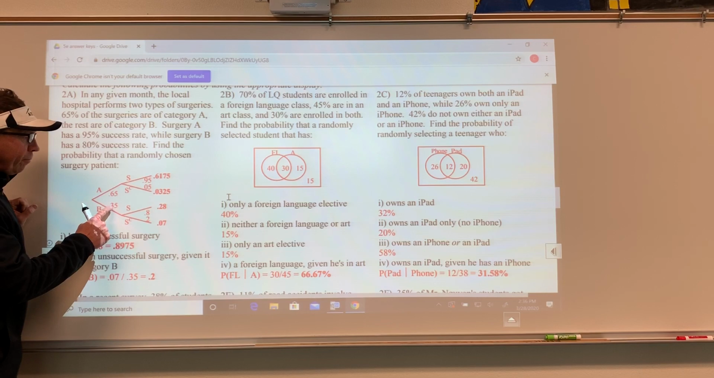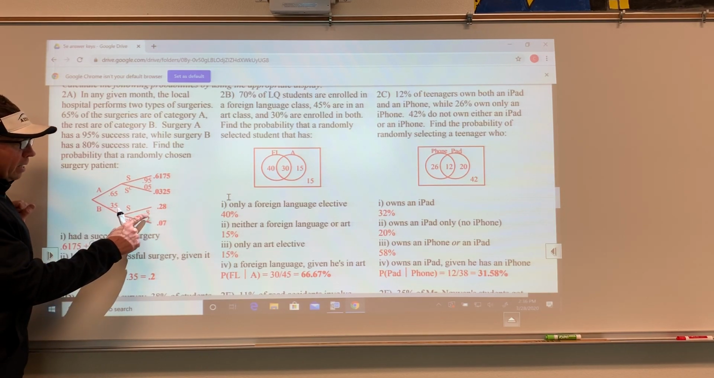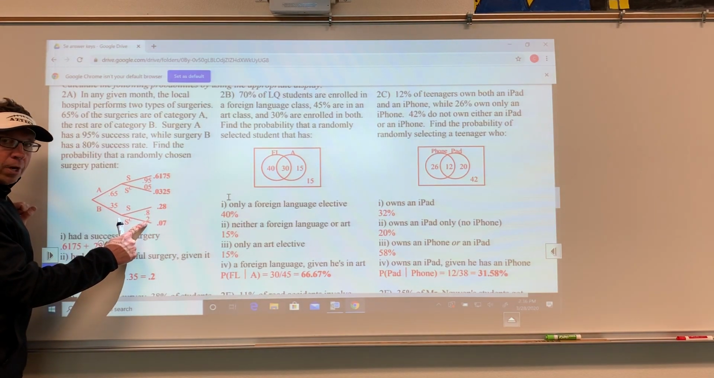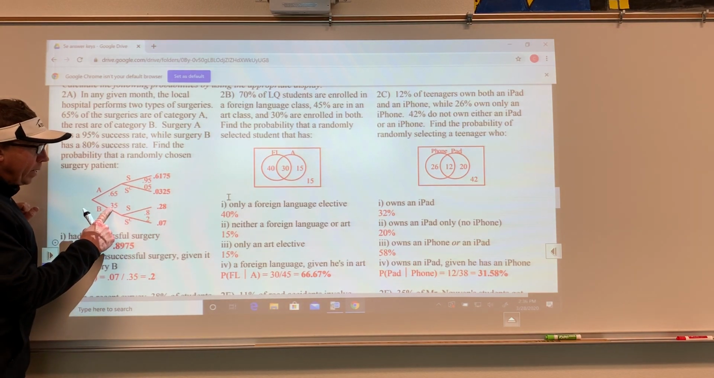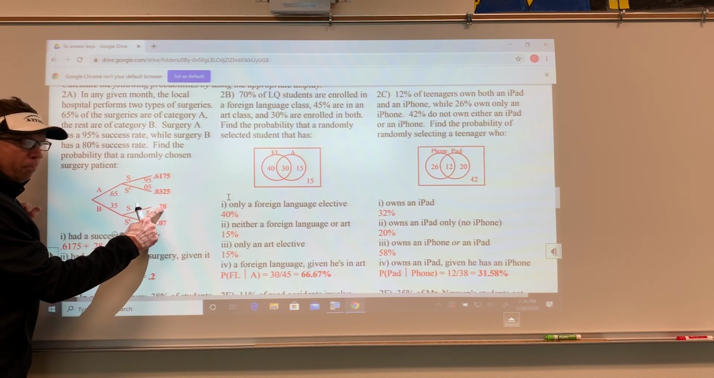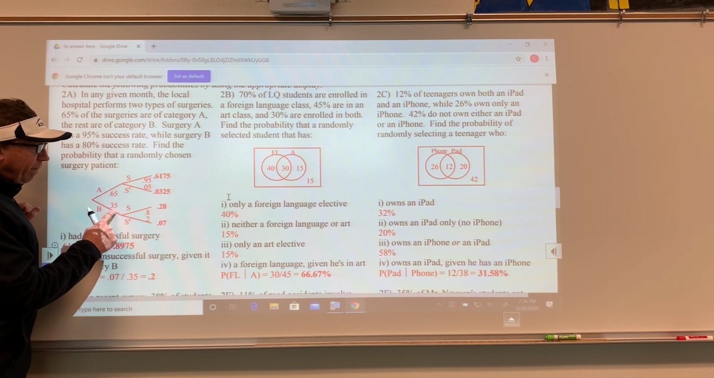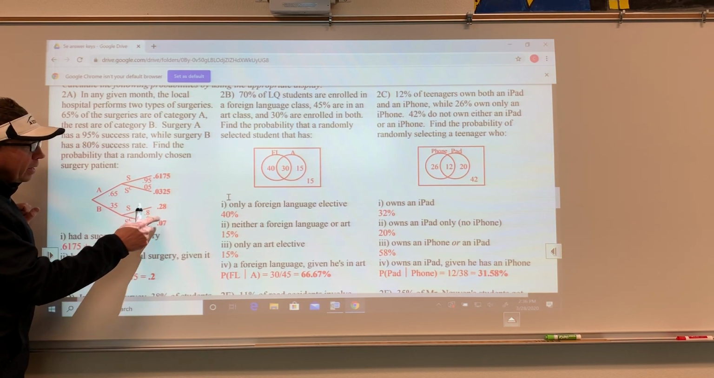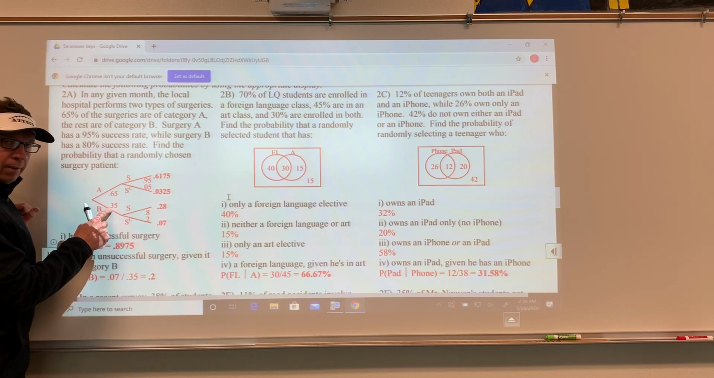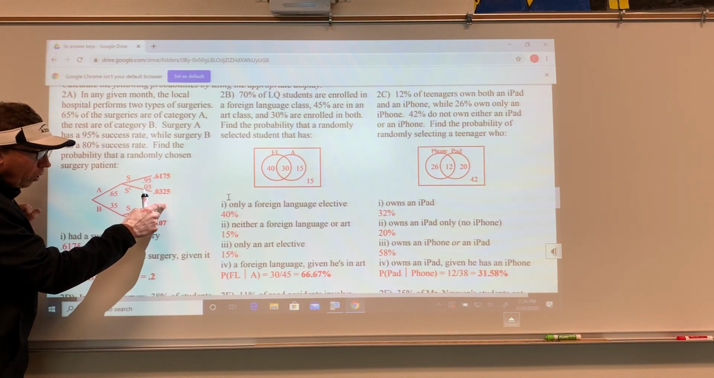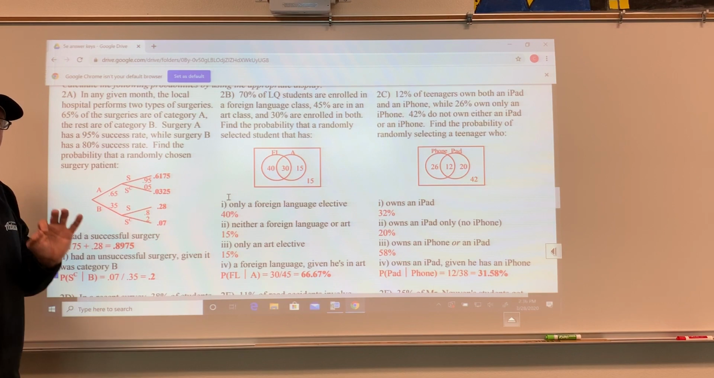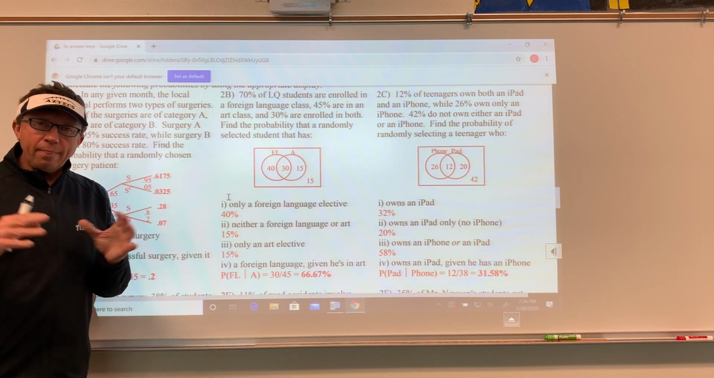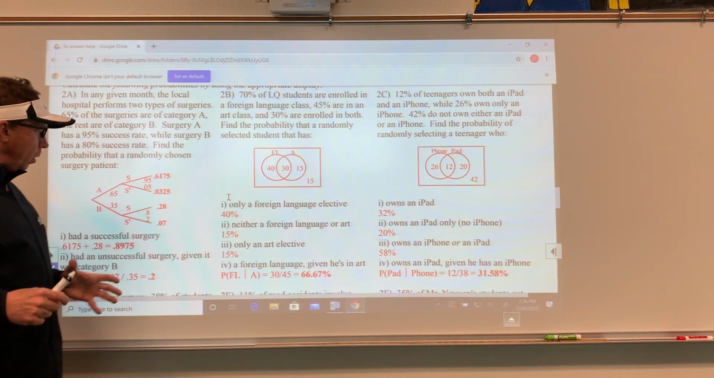And we're going to do the same for B, because 80% of them are successful, 20% are not. So we're going to multiply 0.35 times 0.8 and get 0.28, and 0.35 times 0.2 and get 0.07. Notice that these two numbers add up to 35%. All four of these numbers will add to 100%, because that's all the things that can happen, okay?